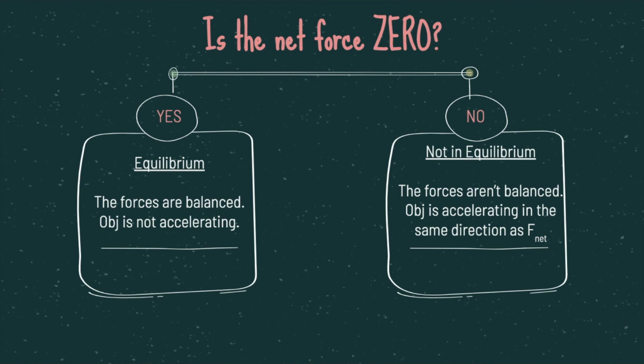However, if you have a number that's not 0, any number that's not 0, then your object is not in equilibrium. And whatever direction that extra net force is, the leftover force, that extra force is causing the object to accelerate. And it's going to accelerate in the same direction as whatever the net force was. So if you have extra applied force causing a net force to the right, your object accelerates to the right.